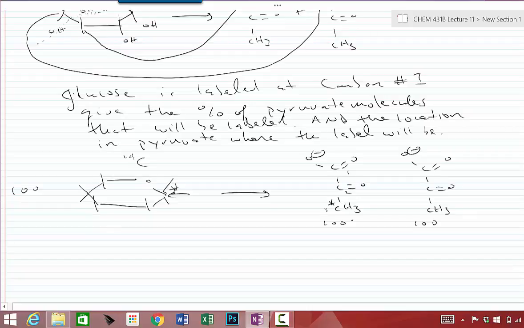Not 3 and 6. It's got to be 1. We know 1 for sure, right? And the other one is going to be in number 6. Very good. Okay, it's got to be right here. If you were able to feed your bacteria, or whatever organism you have, this, then you know that at the end of the day you're going to get radiolabel in all the pyruvates, and all the pyruvates will have it right here. Okay, very good.